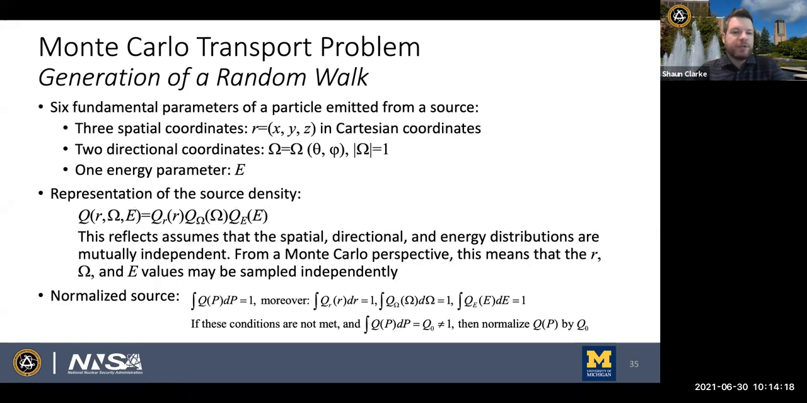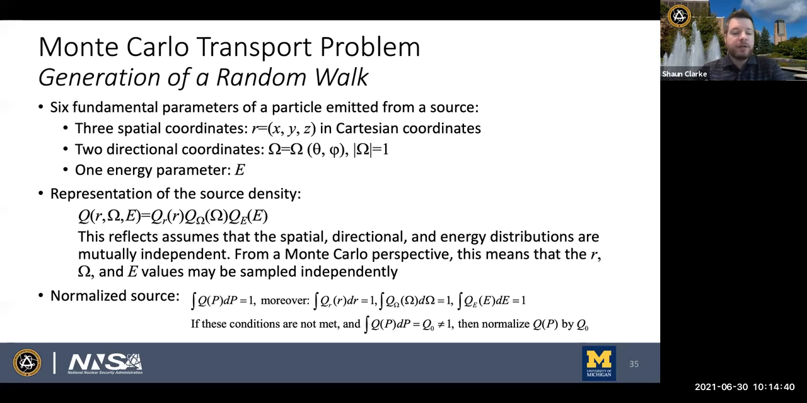So there are 6 fundamental parameters of a particle when it's emitted from the source. Typically, we consider a 3-dimensional problem. So your spatial position has 3 parameters, X, Y, Z. The direction is going to consist of 2 more variables, theta and phi, and 1 scalar energy parameter.